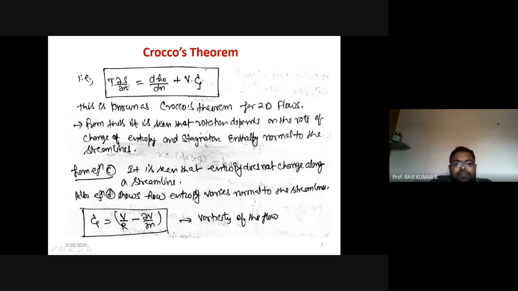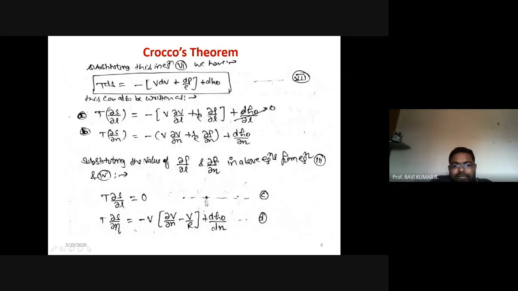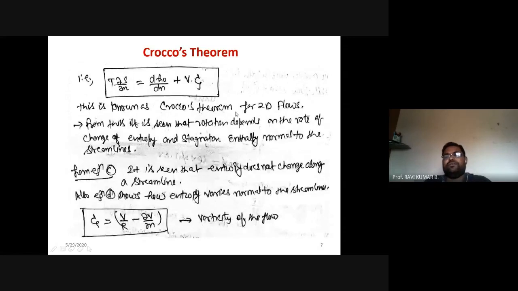So I can write the equation in this way: T ∂s/∂n is equal to ∂h0/∂n plus v into ξ. So ξ is vorticity. So this minus sign and this complete bracket term is my vorticity term. This is known as Crocco's theorem for two-dimensional flow.